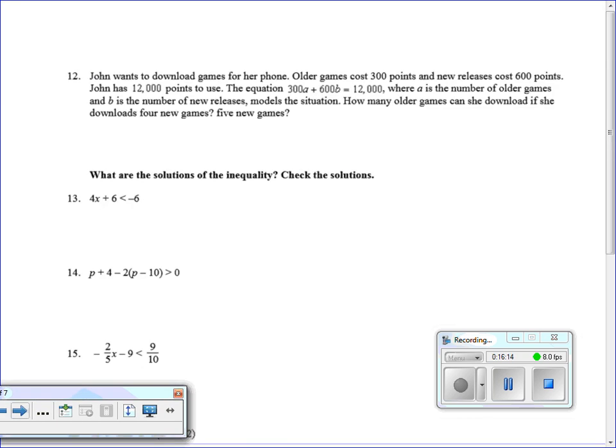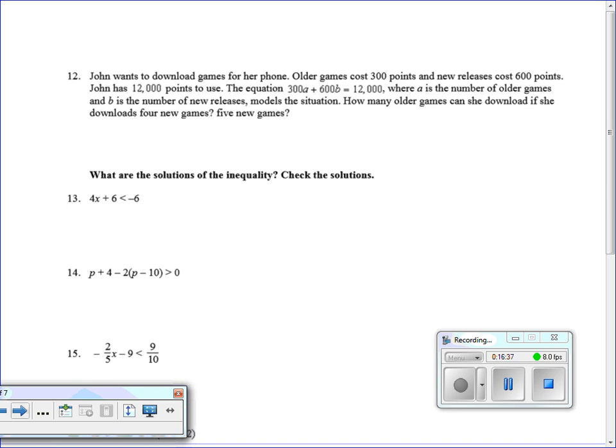Okay, question 12. John wants to download games for his phone. Pardon the typos in this one. When it talks about games, I've already changed this part. So yours says songs. I've changed the wording to games. So John wants to download games for his phone.